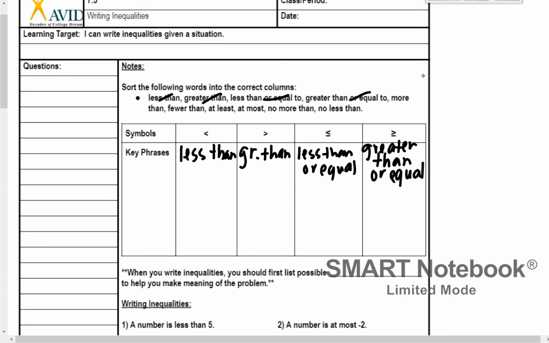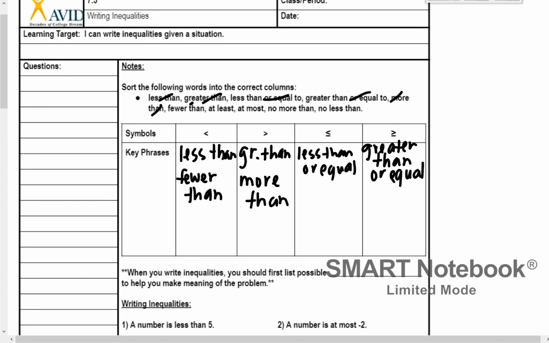All right, then we have more than. More than would be the same as greater than. Fewer than would be the same as less than. Okay, and these last four are the hardest ones.